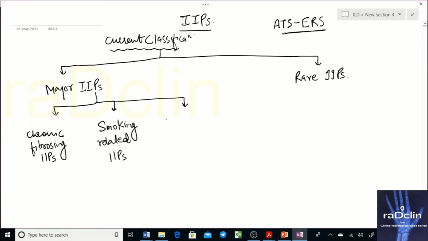And the third category is acute and subacute IIPs. Okay, three categories, and there are two in each one of them. So we have two chronic fibrosing IIPs, two smoking related IIPs, acute and subacute IIPs, definitely two in this, and there are two in rare IIPs. Okay, so what are the names? So let's discuss the names.